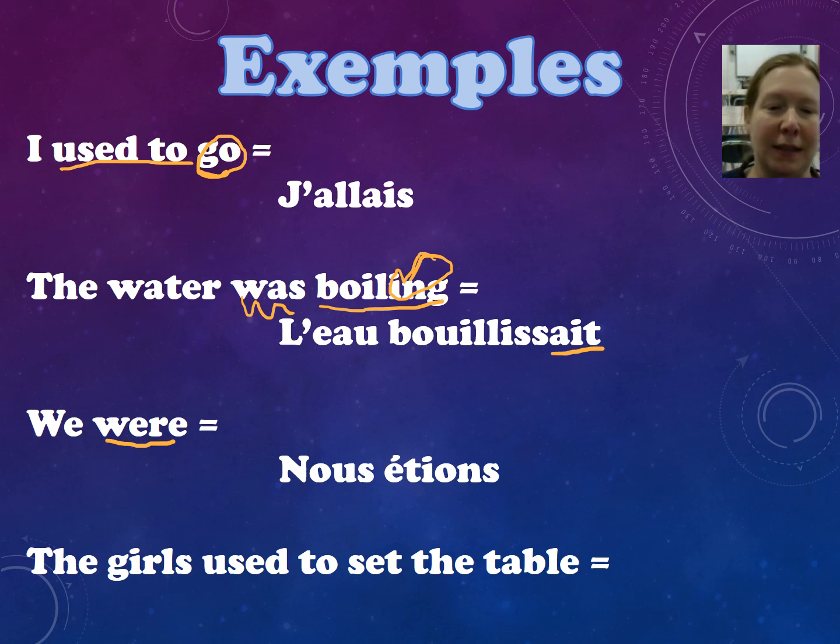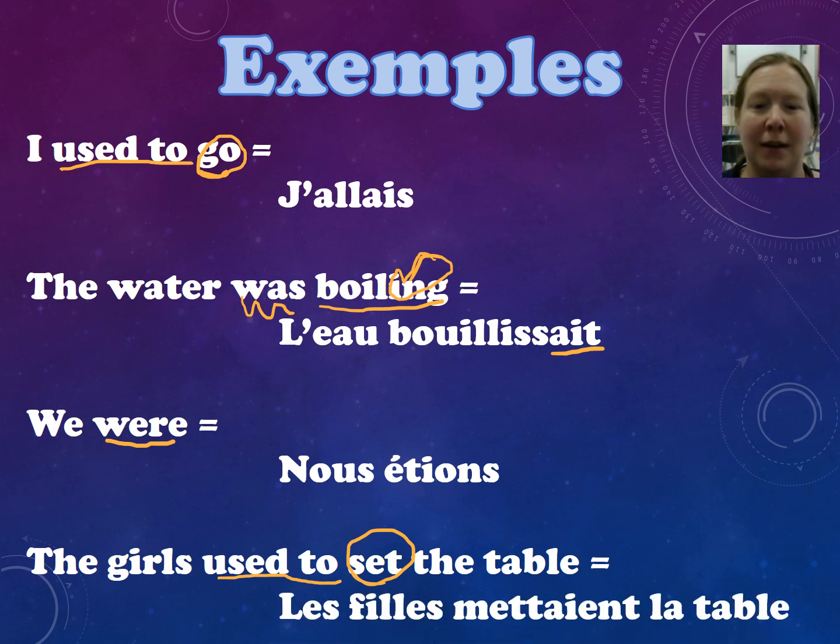The girls used to set the table. So again, we have to set, and we have used to, which tells us to put it in the imparfait. And so the verb is mettre. Nous mettons, take off the ONS, and you end up with les filles mettaient la table. So we took off the ONS, and then we added our AIENT ending here.